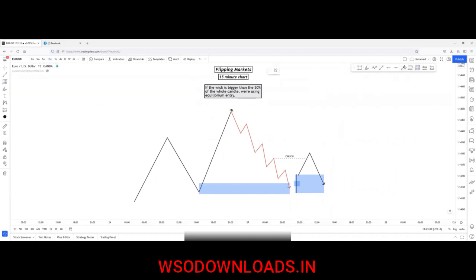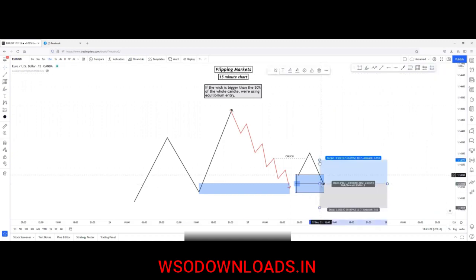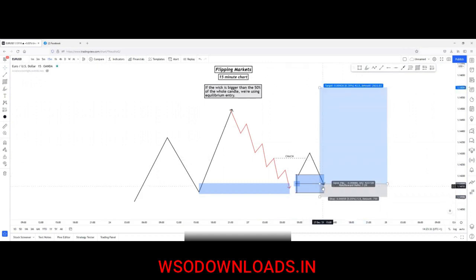So let's just pick our Gambax and use it on our box, use it on our demand zone. As you can see, it will perfectly mark out the 50% of that zone. And in these cases, when the wick is bigger than the 50% of the whole candle, we will use the Gambax and we will use the equilibrium entry. Okay, I just set a limit order here, and price has a great chance to tag us into the trade on the 50% of the zone.